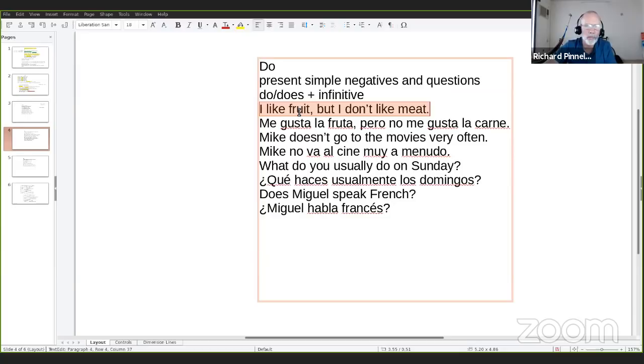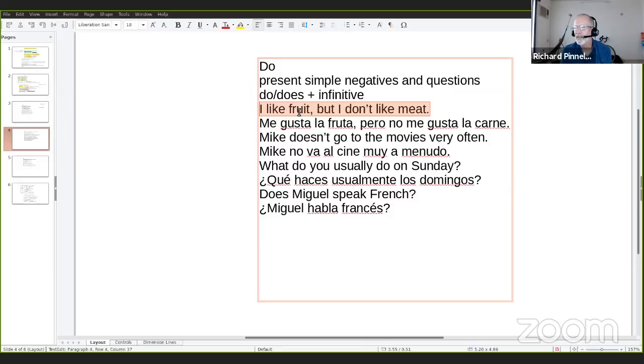I like fruit, but I don't like meat. Patricia? Excuse me. Are you sleeping? Repeat. No, I like fruit, but I don't like meat. Good. What about you, Raul? Okay, I like fruit, but I don't like meat. And Israel? Very good.